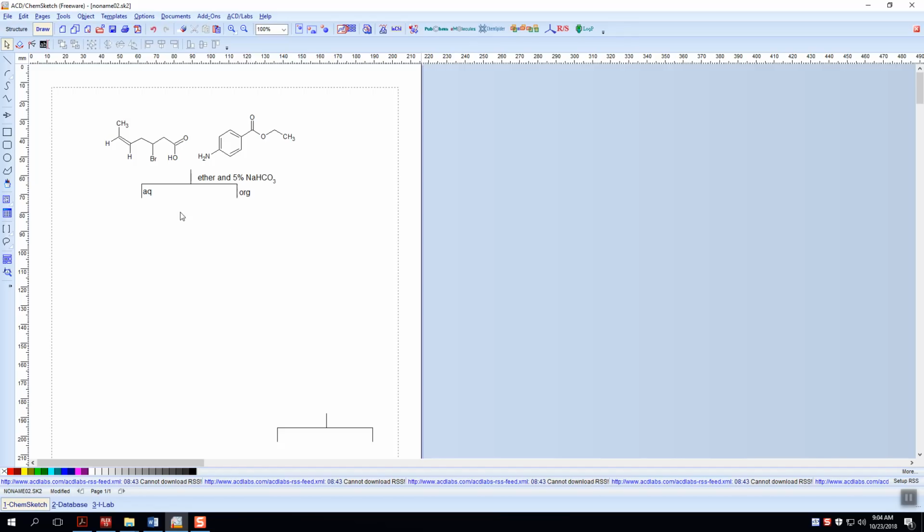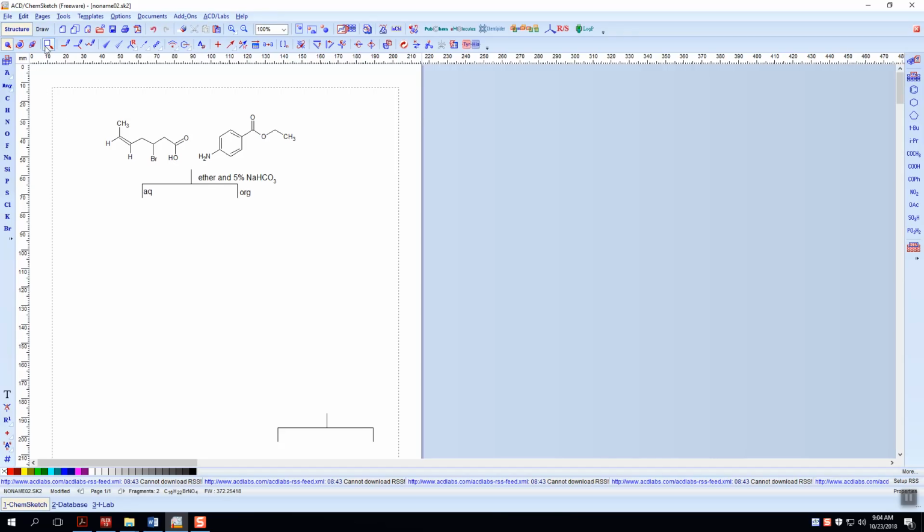Well, what's going to happen? This sodium bicarbonate is going to remove a proton from this molecule, because this is a base and this carboxylic acid is an acid. When I remove this proton, this molecule is going to be ionic, and when it's ionic, it's drawn into the aqueous layer.